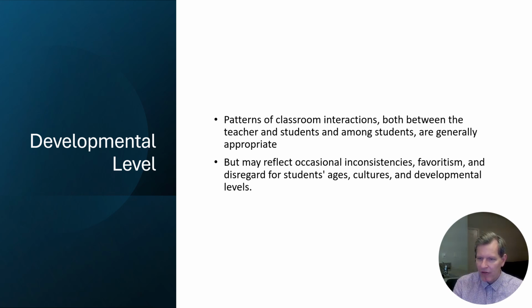There may occasionally be some inconsistencies, just a little bit of unintentional favoritism. For instance, it's not uncommon for a teacher to, without even intending to, look at one direction of the class as opposed to another direction of the class. Maybe you accidentally get in the habit of looking to your right rather than looking to your left a little bit too much when you give your lessons, and oftentimes you don't even realize that you're doing it.